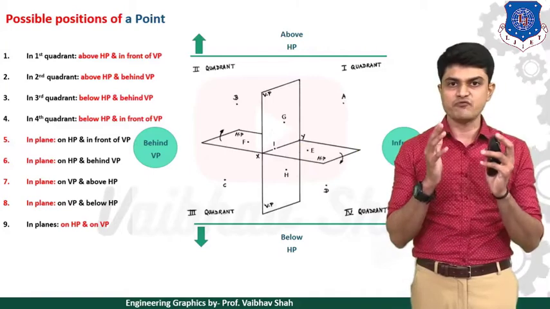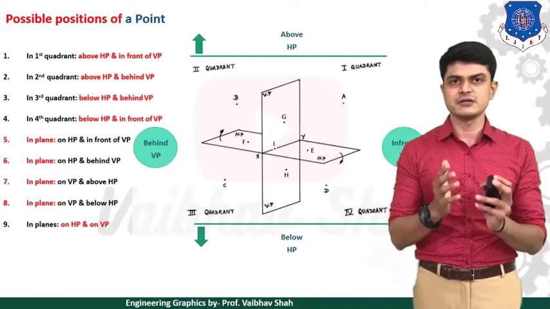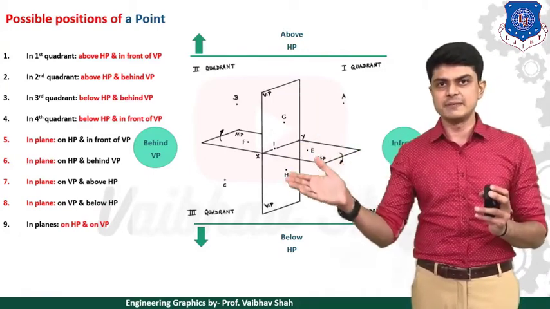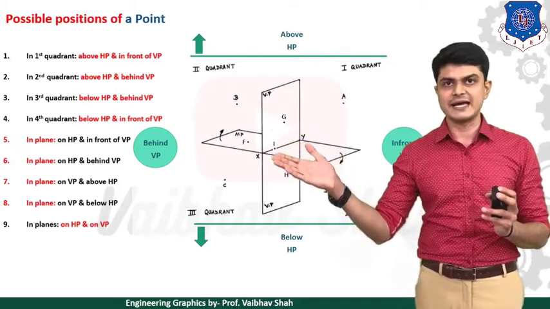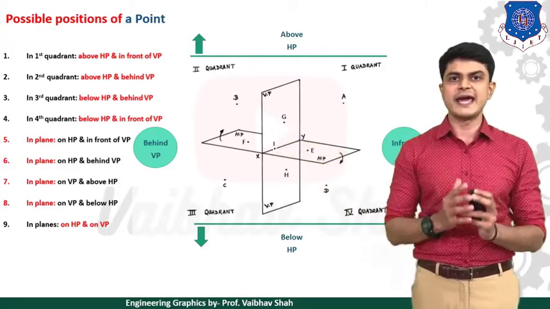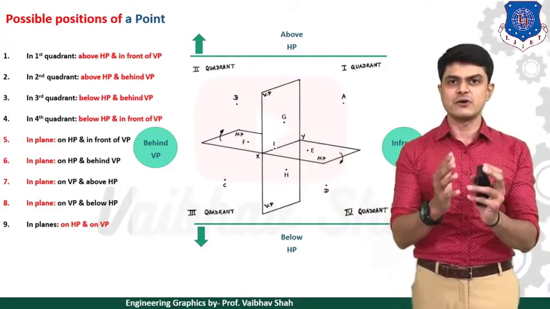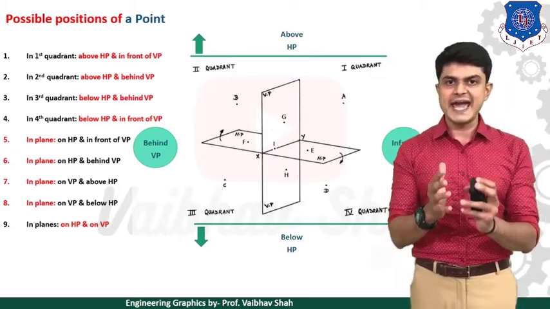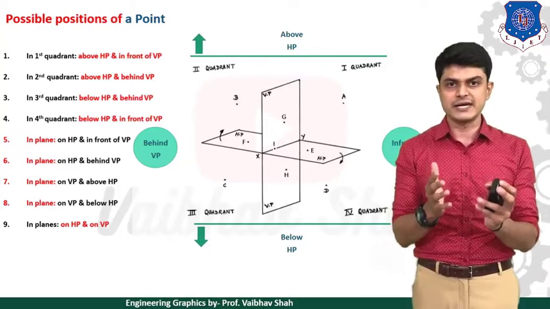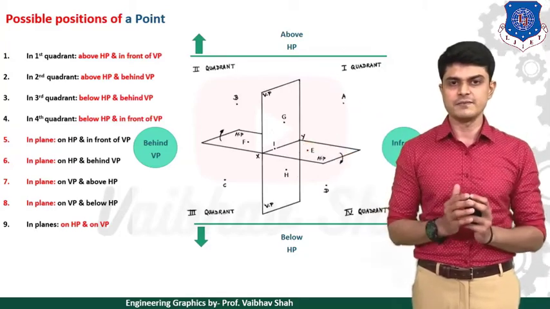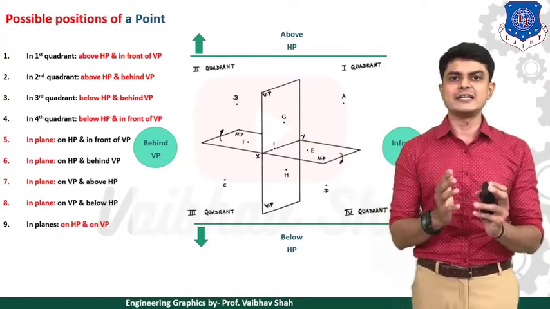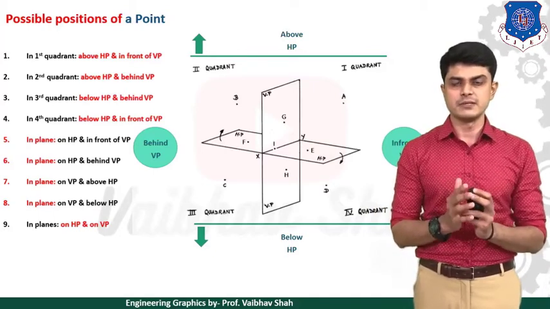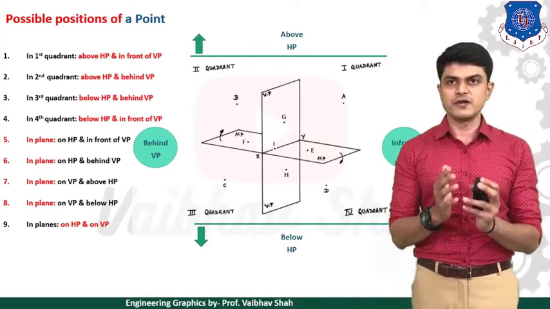And then we will have a final point which is the intersection of your HP and VP both. As you can see on the XY line, there is one point which is on the intersection of HP and VP, and you can also say it is on the XY line itself. So these are our total 9 possible positions available. Let us start with the first point.